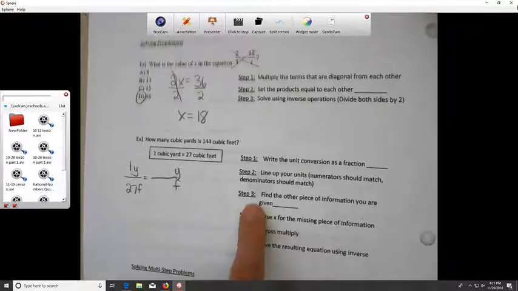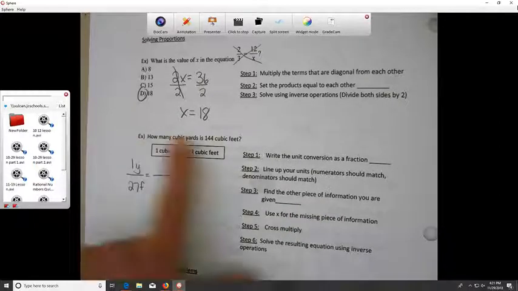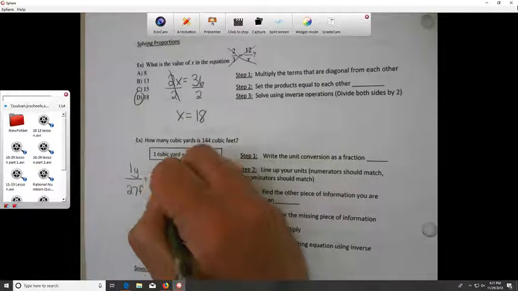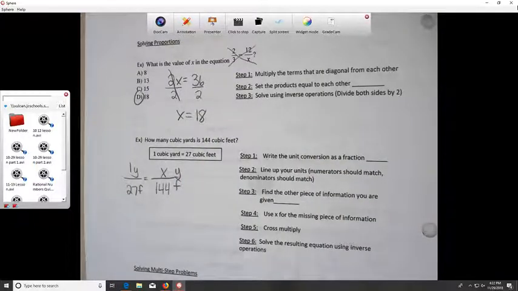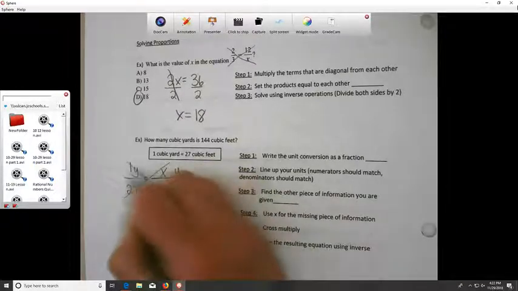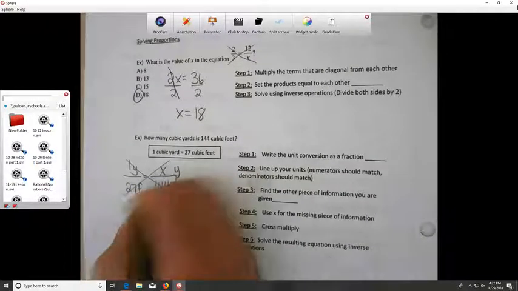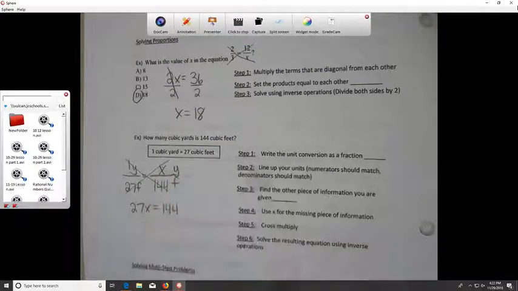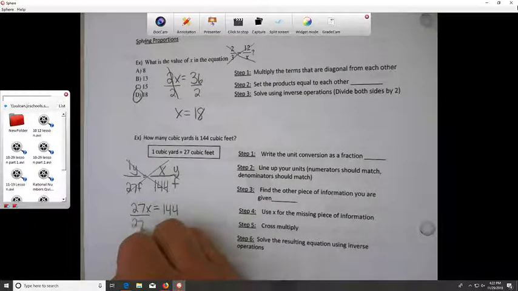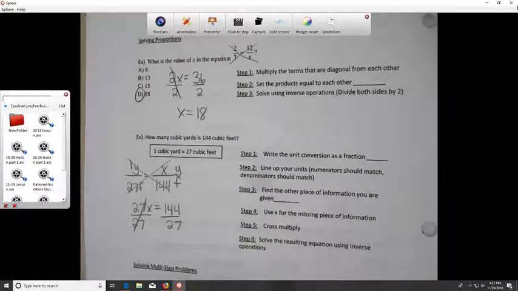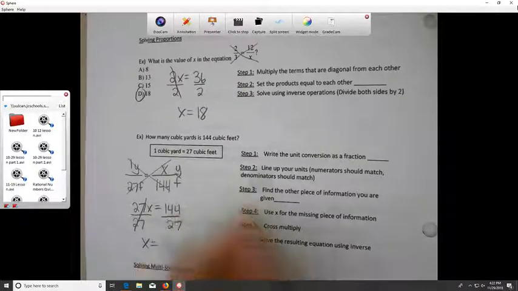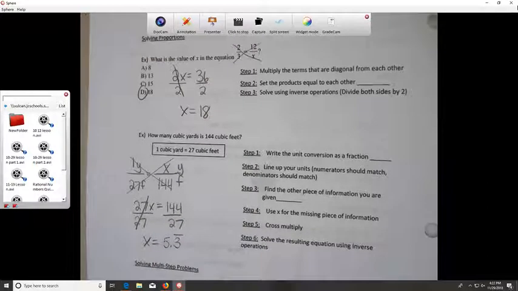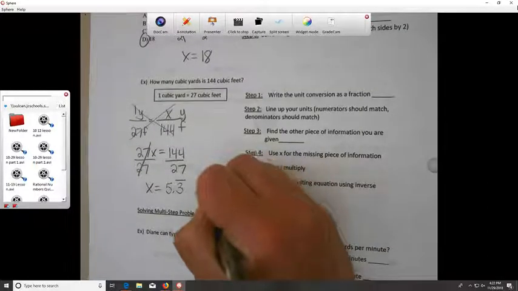Now step 3, we're going to find the other piece of information. So it says 144 cubic feet. Because that's feet, I'm going to fill that in on the bottom. And then we'll put an x for the yards. That's what we're trying to find. And now again, it's just cross multiplication. So 27 times x is 27x, and 144 times 1 is 144. And then we're going to divide both sides by 27. So our 27s will cancel out, leaving x. And then 144 divided by 27, you're going to get 5.3 repeating, or if you prefer fractions, that's 5 1/3.